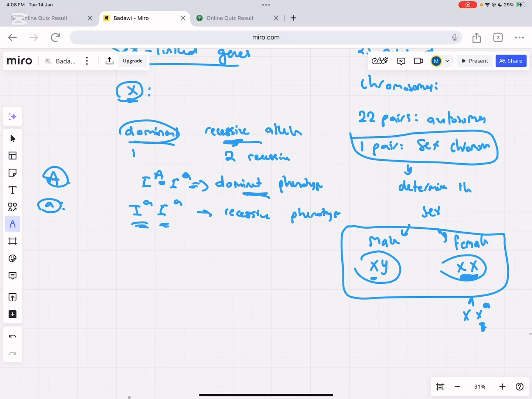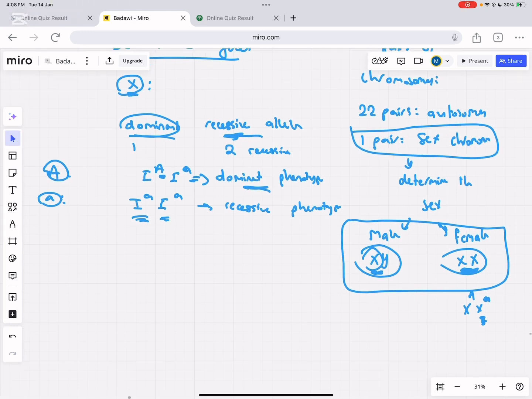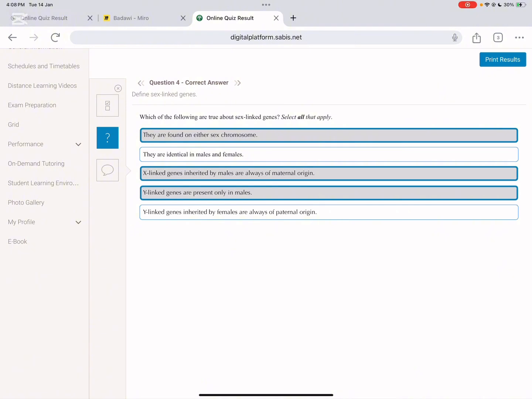However, for males, since they only have one X, if they get the recessive allele, there's nothing else to mask the effect of the recessive allele as we saw in the female. I hope that makes it clear. So let's look at the options. They are found on either sex chromosome, correct, either the X or the Y. They are identical in males and females, that is incorrect.